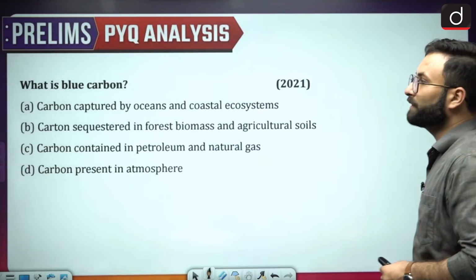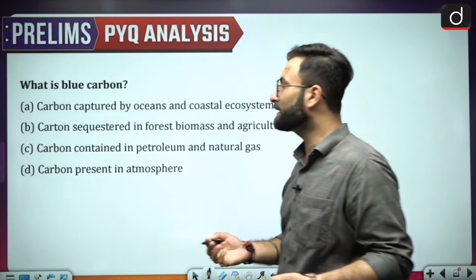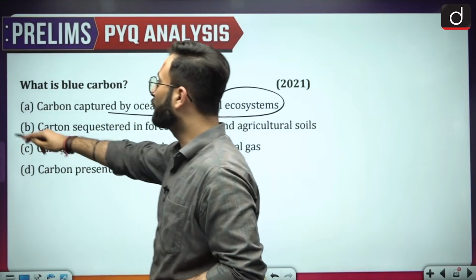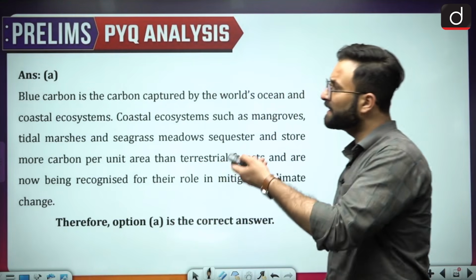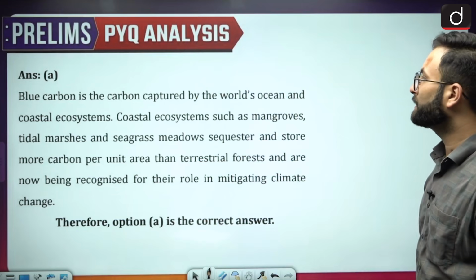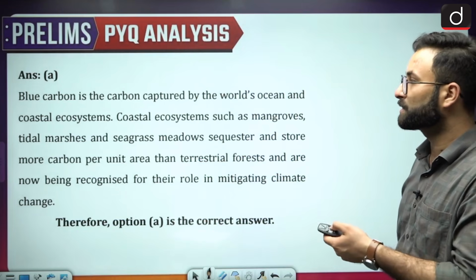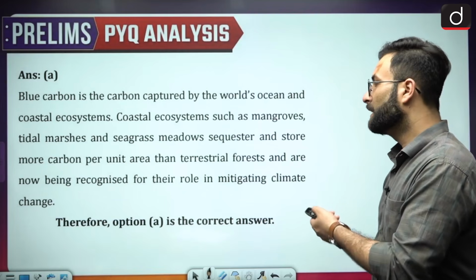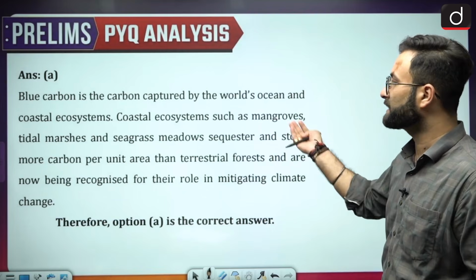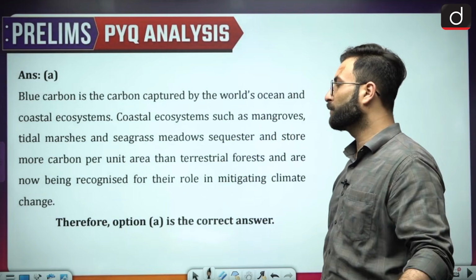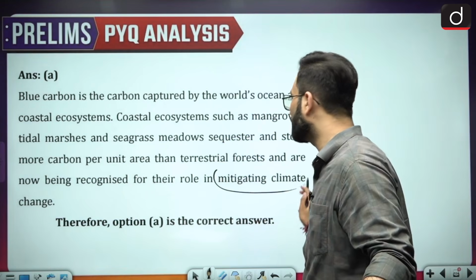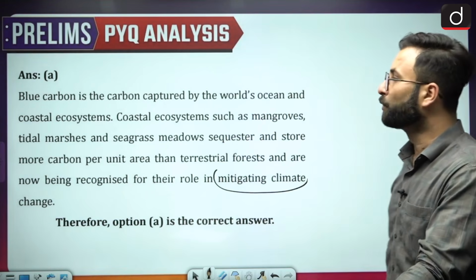Moving further to the next one, what is blue carbon? With the name it is clear that the carbon which is captured by the oceans and coastal ecosystems is your blue carbon. Blue carbon is the carbon captured by the world's oceans and coastal ecosystems. Coastal ecosystems such as mangroves, tidal marshes and seagrass meadows sequester and store more carbon per unit area than terrestrial forests, and now are being recognized for their role in mitigating climate change. That is your blue carbon.